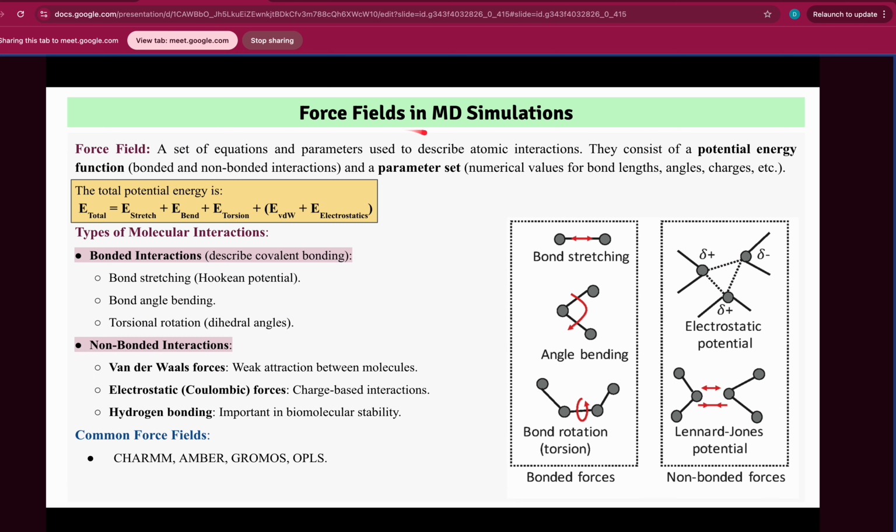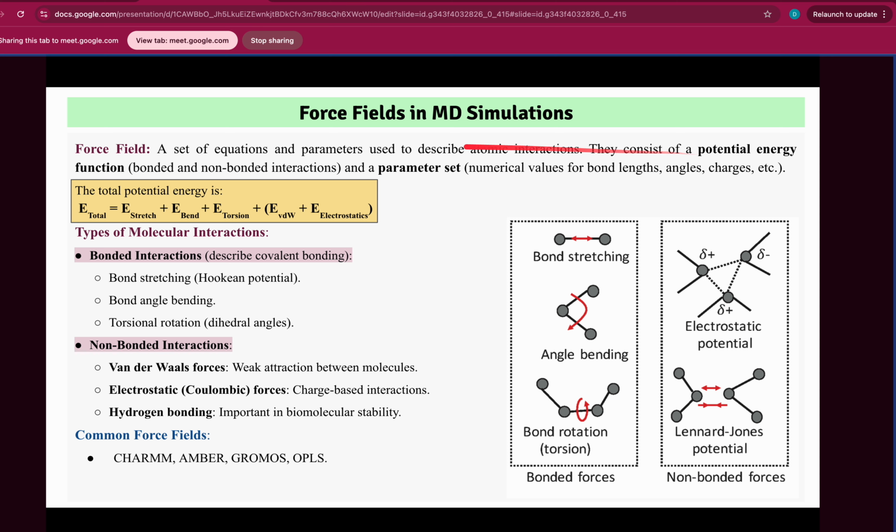So this energy will tell you whether your protein is stable or unstable. Yeah, so the main thing which comes now is the force fields, because the potential energy can be calculated with the help of force fields in MD simulations. So a force field is a set of equations and parameters which describe the atomic interactions. So how can we study what interactions are taking place? We define the force fields.